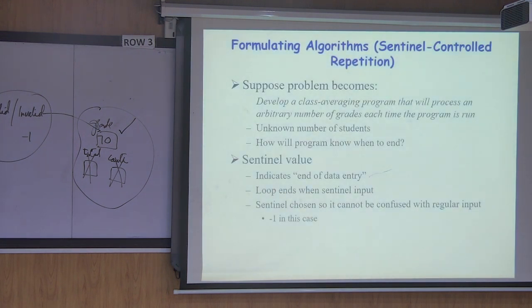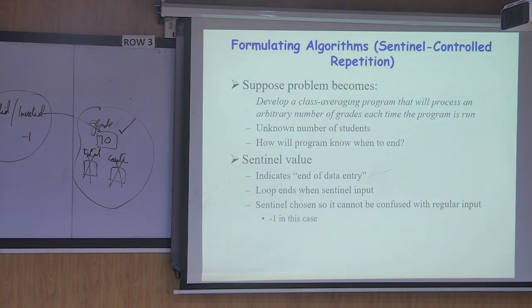So the class averaging problem, as we discussed previously in some minor perspective, over here we are discussing it once again. Sentinel value is something which indicates the end of data entry. Because the problem states: develop a class averaging program which will process an arbitrary number of students, means this is not valid. We don't know the number. Unknown number of students.